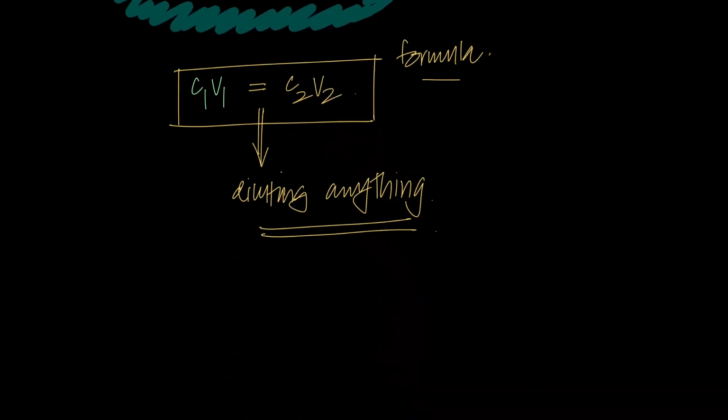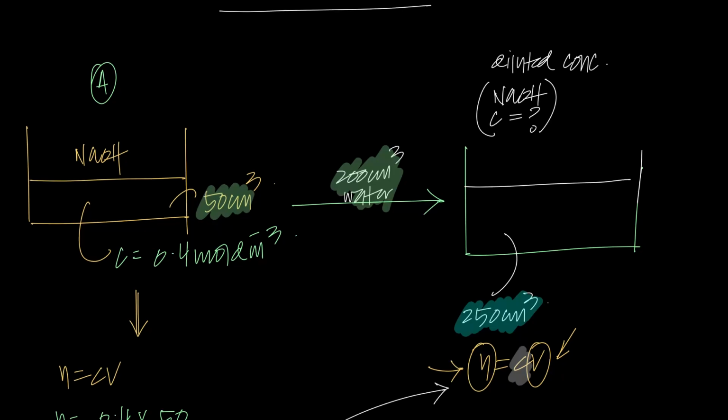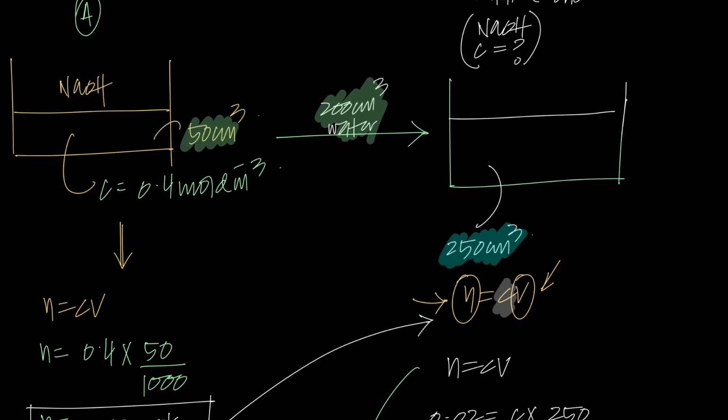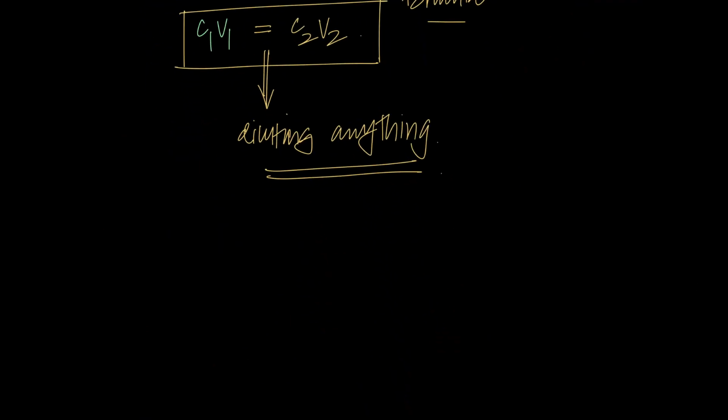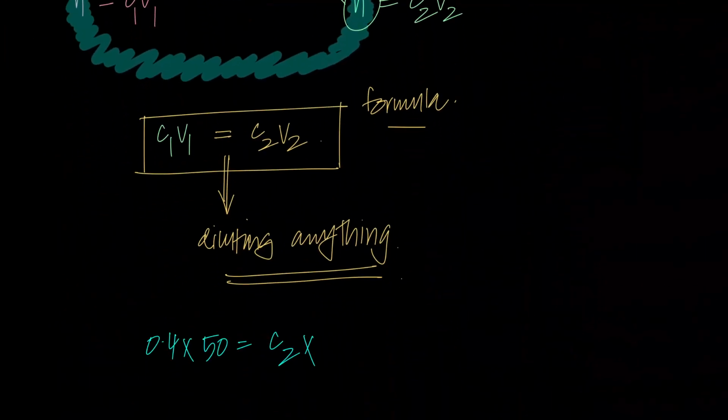Now, my question to you guys is pretty simple. If you were to do it directly, how would I do it directly? See, you have 0.4 mole per dm cube. This is my C1. That's my V1. And this is my C2, this is my V2, and I need to find C2. So I can directly equate it. C1 into V1, which is 50, equals C2 into V2, which is what? V2 is 250.